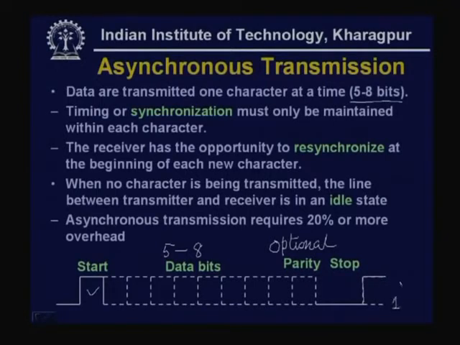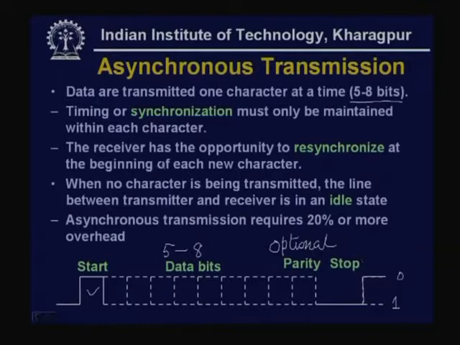Actually this is 1, this is 0. It will remain 1 if no new character is sent, or it will become 0. That means a start bit will start if another character is being sent. So in this way, character by character synchronization is done in asynchronous transmission.